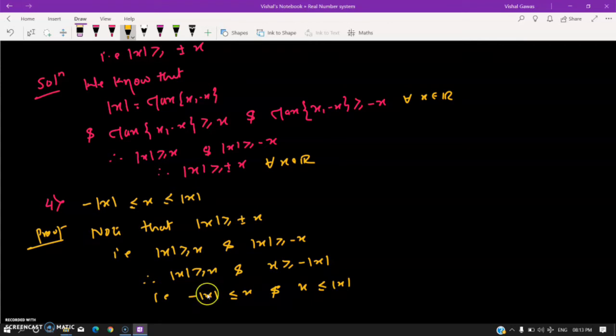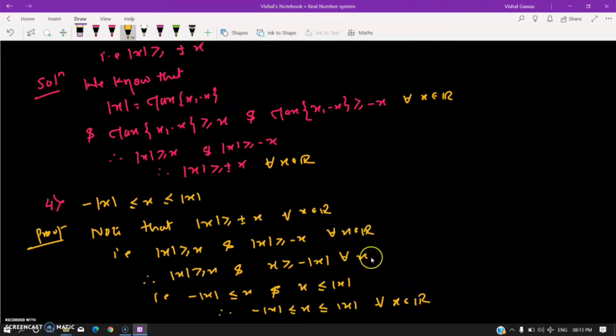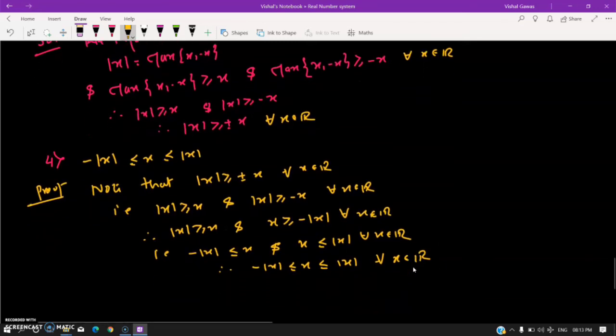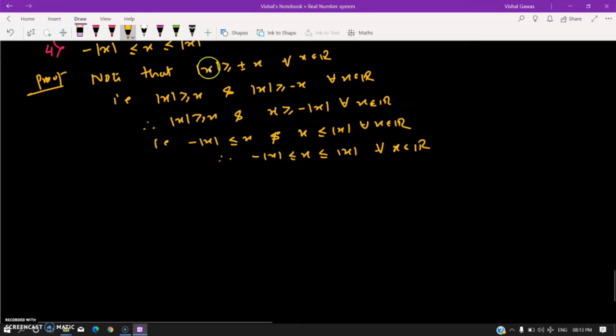So this is like a less than b and b less than c. Therefore, minus mod x would be less than or equal to x, which would be less than or equal to mod x. And this is true for every x in R, for our convenience. So that completes the fourth property of modulus.